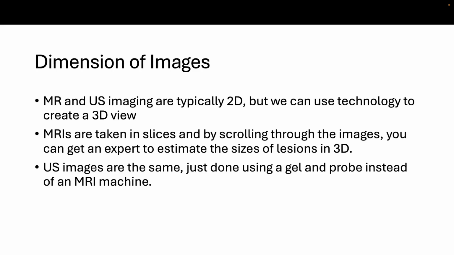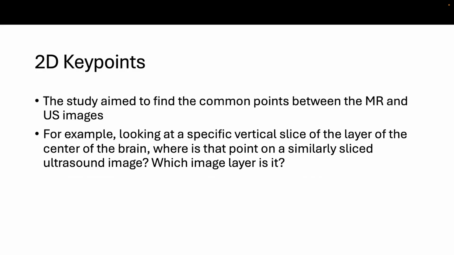MR and ultrasound images are 2D, but they create a 3D view when you combine the slices together. So the study aimed to find the common points between MR and ultrasound, and what this means is looking at an MRI point somewhere on the image and asking, where is this point on the ultrasound? So what is the point associated with in these slices on the ultrasound?